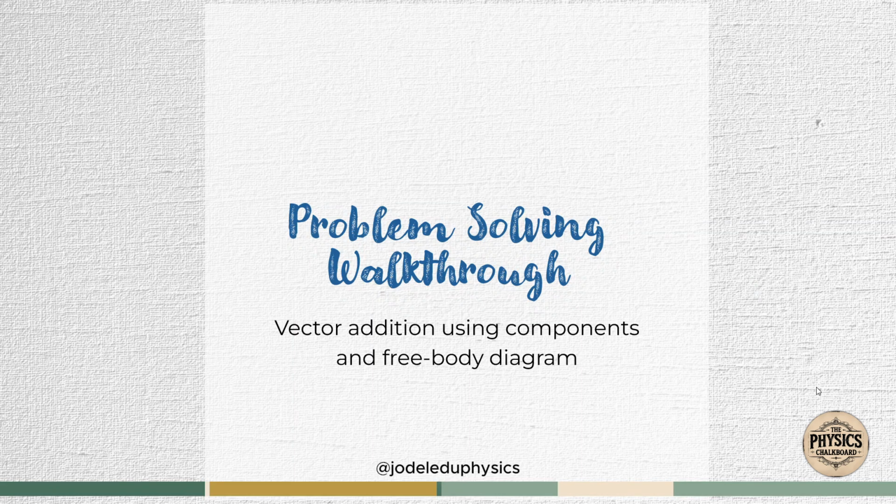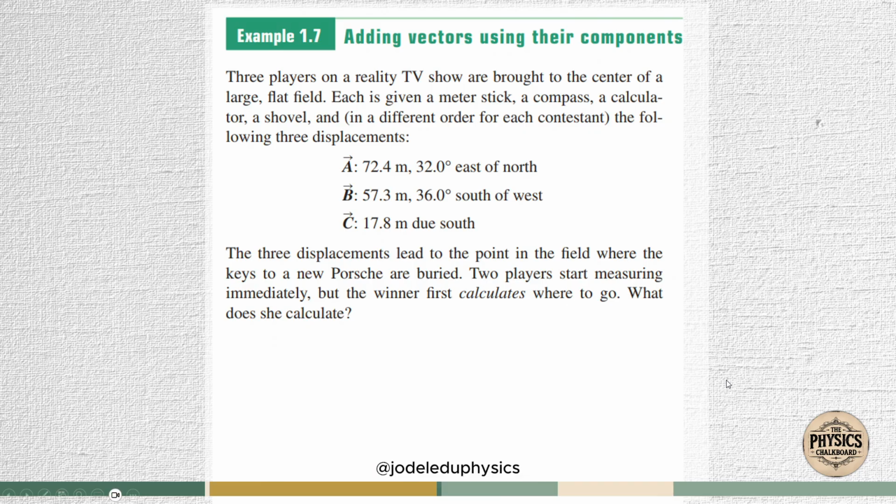For this episode of the Physics Chalkboard, we'll take a closer look at how to solve vector problems, using one of the best and fastest methods for tackling them clearly and confidently. The sample problem we're using in this walkthrough is taken from the textbook Sears and Zemansky's University Physics with Modern Physics by Young and Freedman, 13th edition, specifically from page 18.